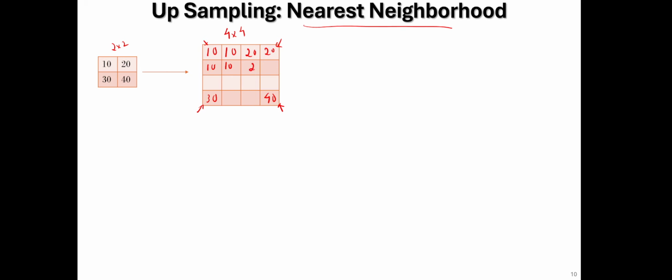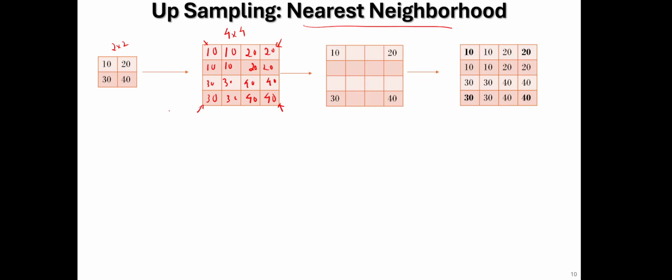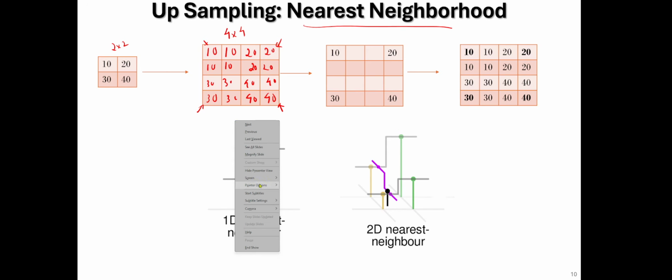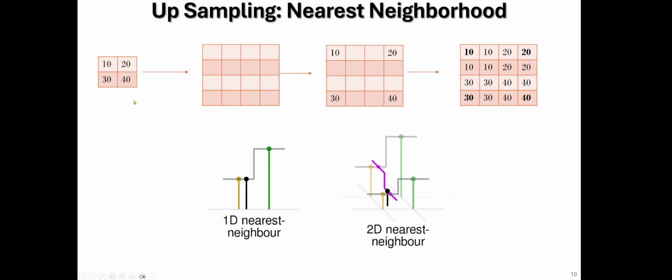So you have these, and this of course will be 20, and this will be 30, and this will be 40. So this is as simple as that. Okay, so that's the nearest neighborhood. So if you want to show it in a plot sense, if you are here, you will take this value. If you are here, you take this value. And in 2D sense, you can think of it this way. You do it in one dimension and then you do it in the other dimension, just like we did over here. Okay, so that's the idea. So the idea is you blob up and then you fill the pixels based on the nearest neighborhood.